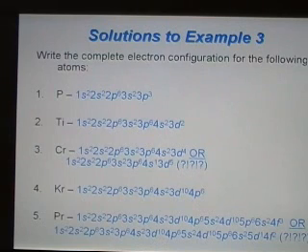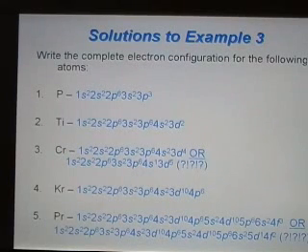Here's the solution to example 3. Notice that phosphorus has an electron configuration of 1s2, 2s2, 2p6, 3s2, 3p3. Titanium has an electron configuration of 1s2, 2s2, 2p6, 3s2, 3p6, 4s2, 3d2.